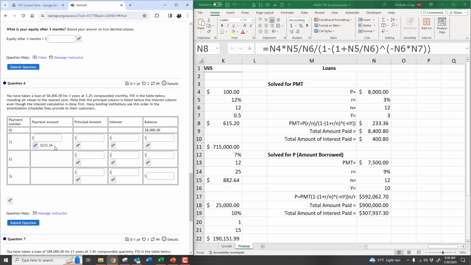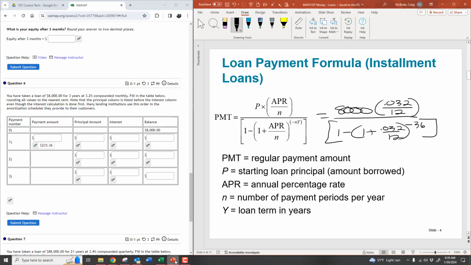Okay, now we need to figure out how much interest we have to pay in that first month. So we're basically using kind of the simple interest formula with a twist, maybe. The idea is we know that interest is simply principal times rate, times time. That's just our basic formula for finding interest. Well, in this case, for the first month, it's going to be the principal, which is 8,000, times the interest rate. Now here's where we have to remember that because we're doing monthly compounding, our interest rate each month isn't 3.2%. It's 1/12 of that.